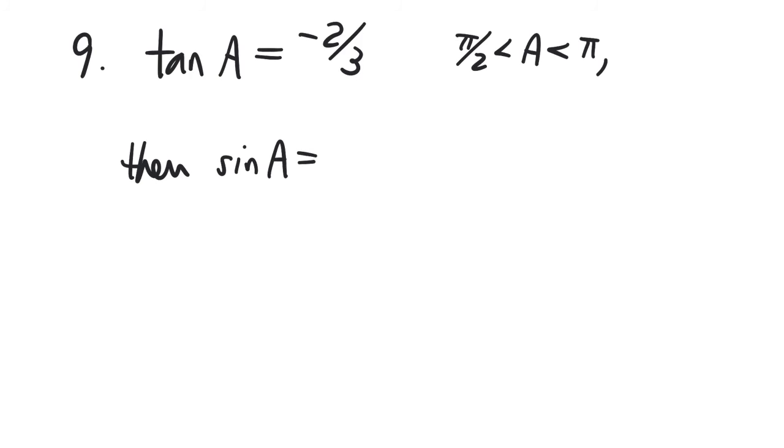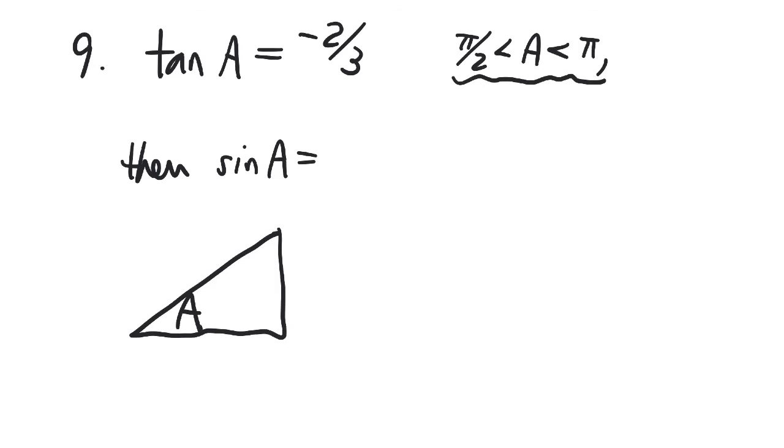Number 9 probably took the most time of any of the problems. I told you that the tan of A was negative 2/3. I also told you that you were between 90 degrees and 180 degrees, so you're in the second quadrant. And the way to do this problem is you draw a little mini picture and you make the tangent of the angle equal 2 over 3. This is not A, this is the reference angle for A. It gives you the same ratios.